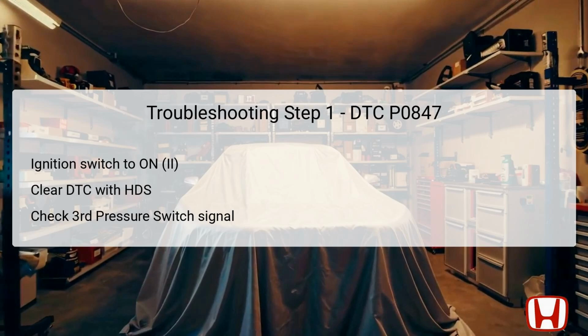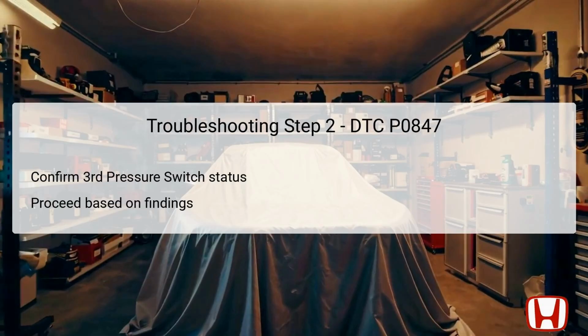Following this, you will check the third pressure switch signal listed in the automatic transmission AT data. The aim is to determine whether the pressure switch is signaling on or off. If the switch indicates on, it verifies an issue. If it's off, it may point to an intermittent failure, suggesting that there could be no active problem at this moment.